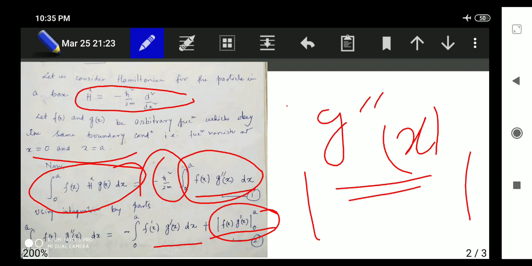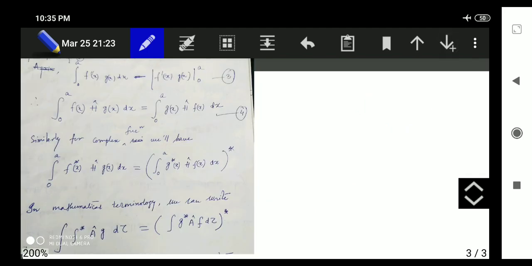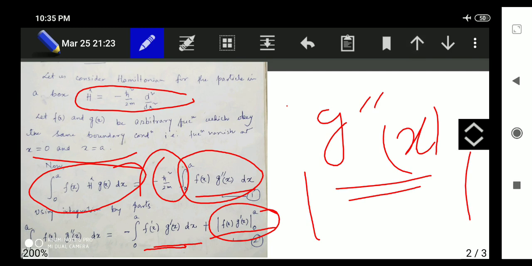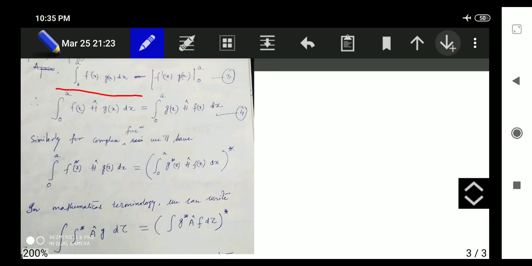Now again you see here, you have f'(x) and g'(x). Again you consider f'(x) as one function and g' as another function. Again a product of two functions, again you will do integration. So what will we get here? Again you will do the integration of g'(x), we have f'(x) g'(x), so this time you will get what?